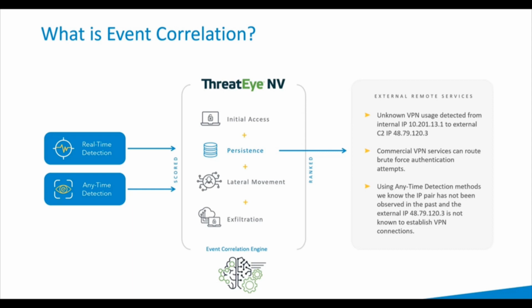And oftentimes, threat actors, which is a strong indicator, will use commercial VPN services to route brute force authentication attempts to avoid detection. So I'm sure you're used to logging into a system, and if you forget your password 3 times, your account is locked out. Well, sometimes a VPN can sort of circumnavigate around those types of blocks.